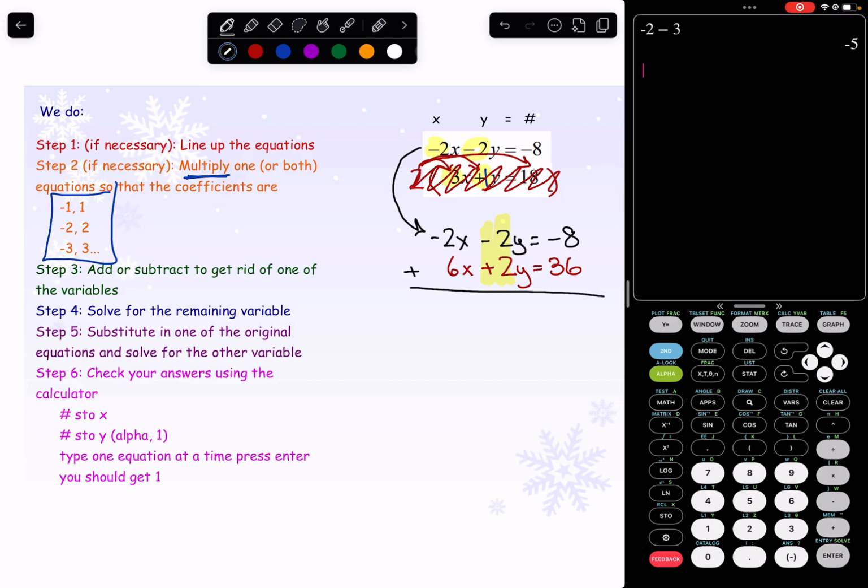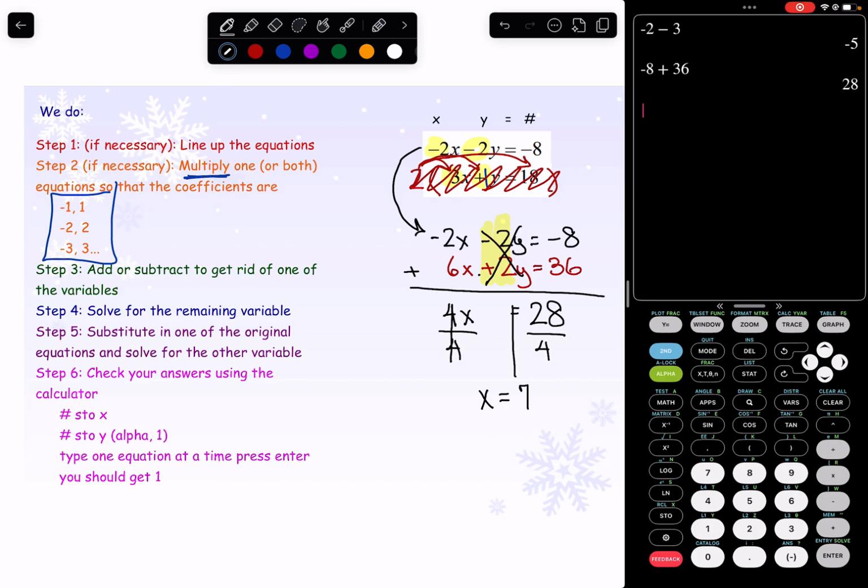Negative 2x plus 6x is 4x. And I know that negative 2 plus 2 is 0, so these cancel out, equals negative 8 plus 36 will be 28. And we can use our calculator to confirm. Plus 36, yep, it is 28. Now I'm going to solve for x, which is step 4. I divide both sides by 4 to isolate x, and x equals 28 divided by 4, which is 7.